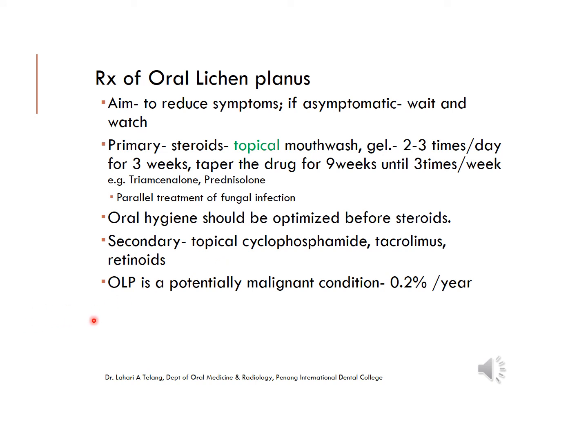Most important thing is oral lichen planus is a potentially malignant disorder, and hence it has a malignant transformation rate of 0.2%. So it's important that the patient's symptoms are under control and the disease is monitored over a long period of time. What it actually means is that if in case you're seeing changes, then it's important to take a biopsy.